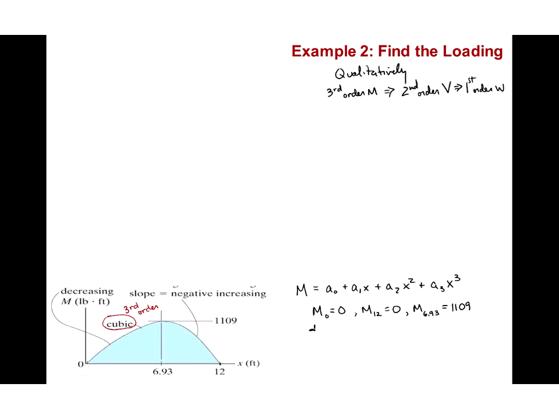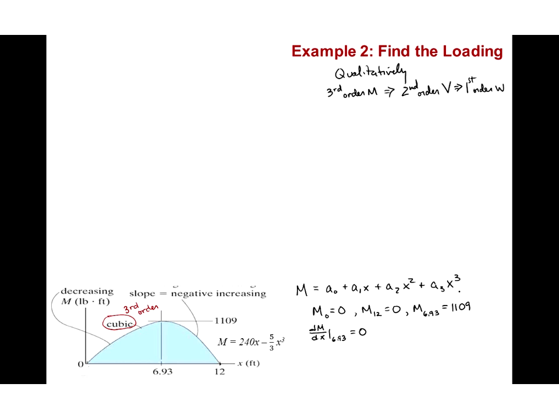And finally, dM/dx at x equals 6.93, the peak of this function, that derivative is equal to 0 because it's the maximum. That gives us 4 equations, essentially, by plugging in each of these above and solving that system of equations. We can solve for the values of A0, A1, A2, and A3.